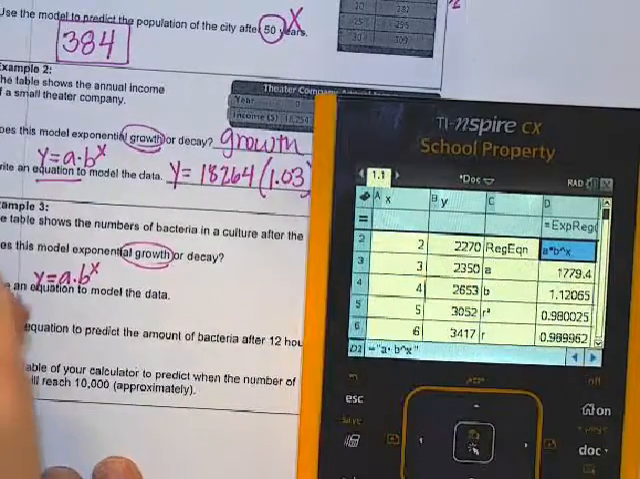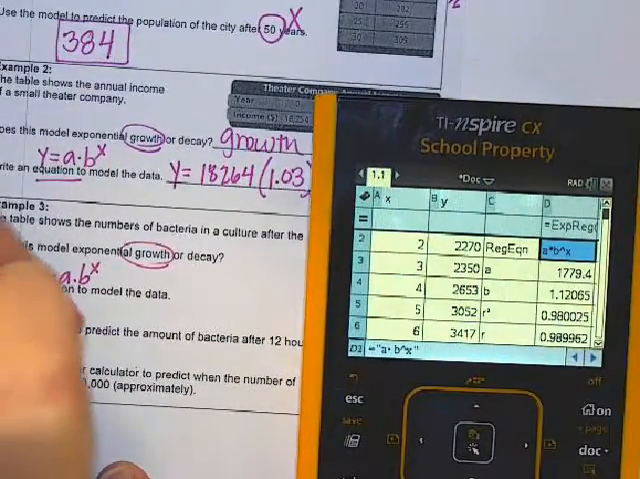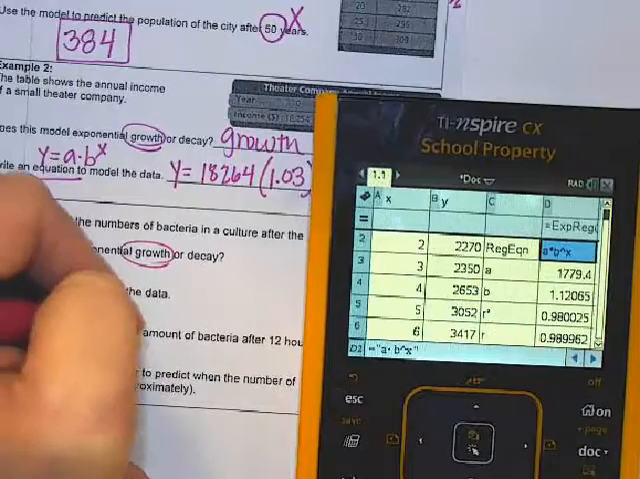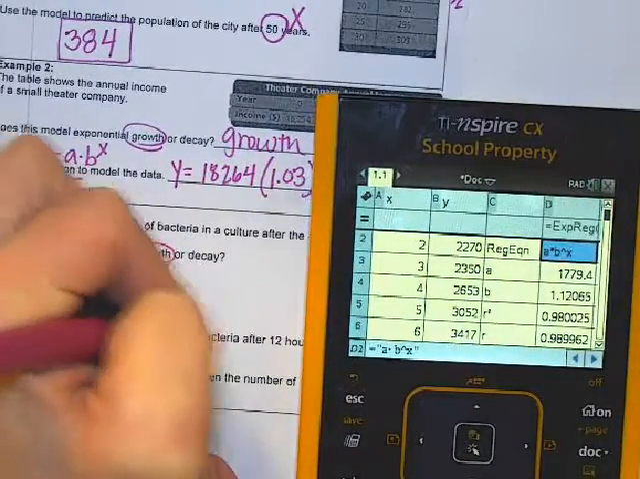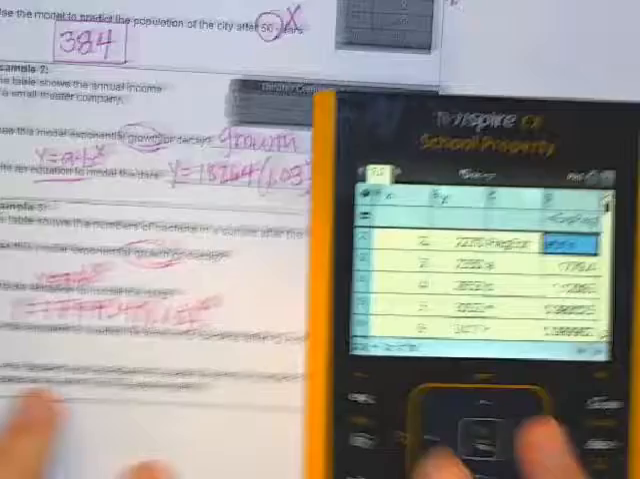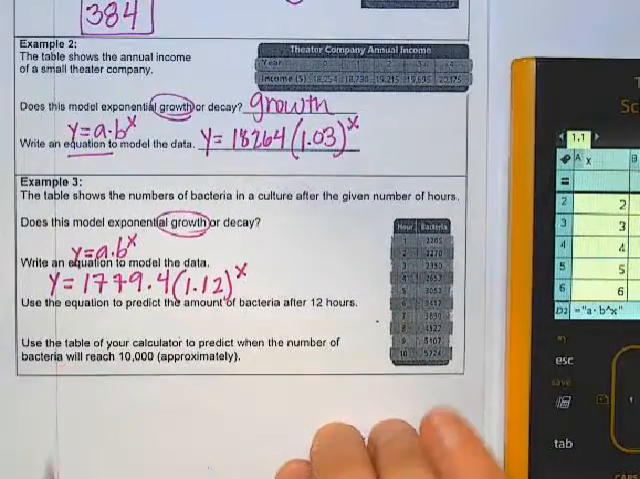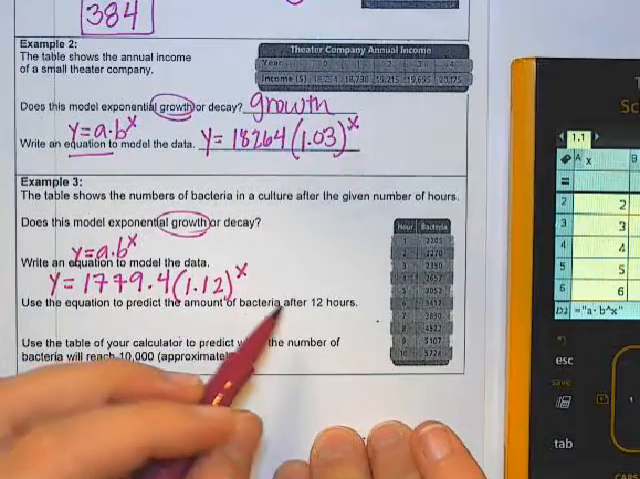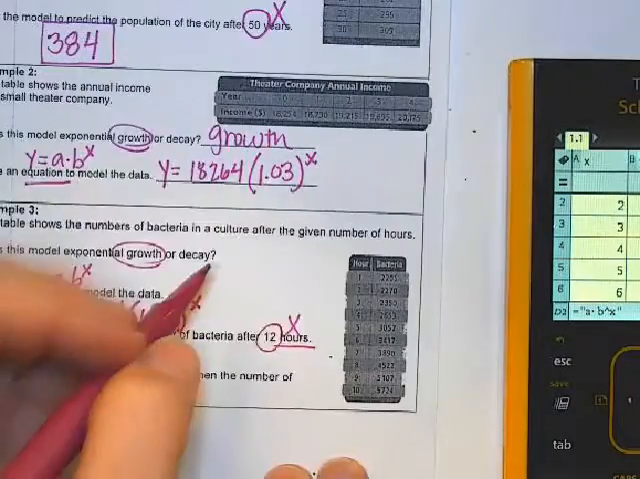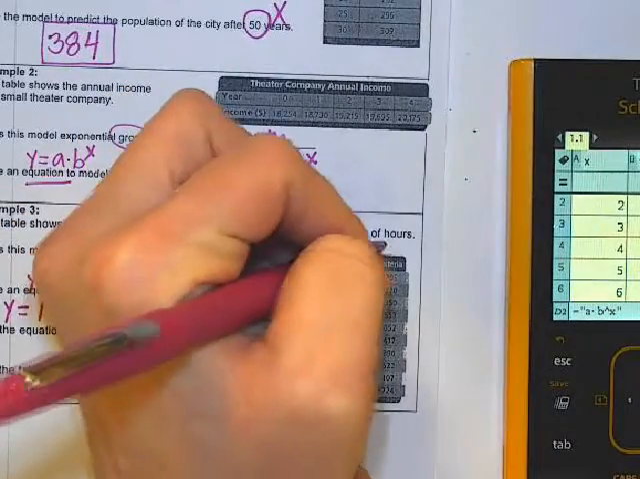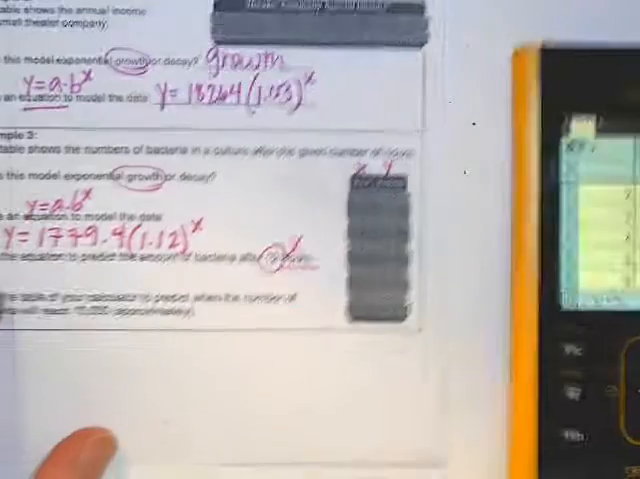So Y equals, everybody write 1779.4 times 1.12 to the X power. But what does it want? Use the equation, predict the amount of bacteria after 12 hours. And hours represents X. Bacteria represents Y. So how do I find 12 hours? What do I do?